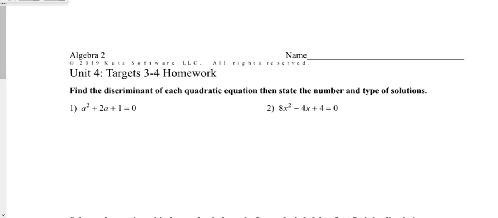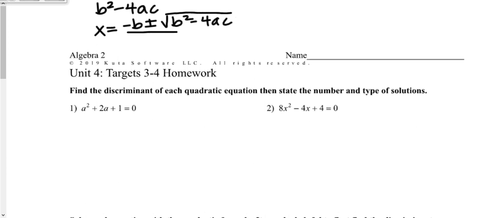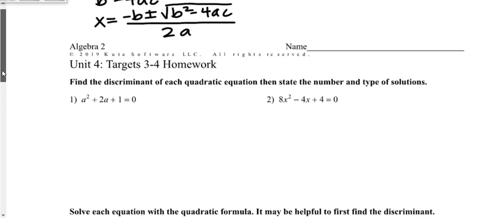The discriminant is b squared minus 4ac, and then the formula for the quadratic formula is x equals negative b plus or minus the square root of b squared minus 4ac. Don't forget that is our discriminant, all over 2 times a, or 2a. Okay, so you can always write that down on your paper right now, or get it from the notes.